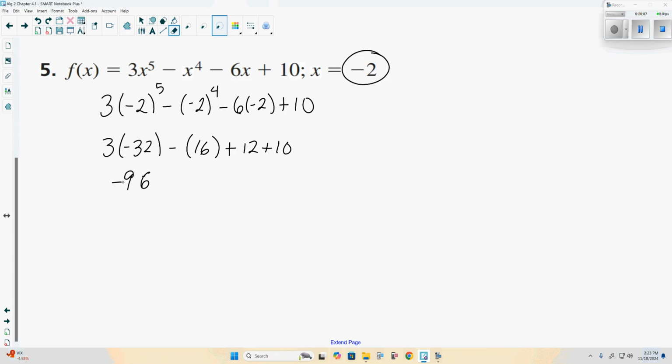6, negative 96, minus 16, plus 22, negative 96, plus 6, which is indeed negative 90. Yeah, I did 2 to the 6th instead of 2 to the 5th. Questions on this here? All right.